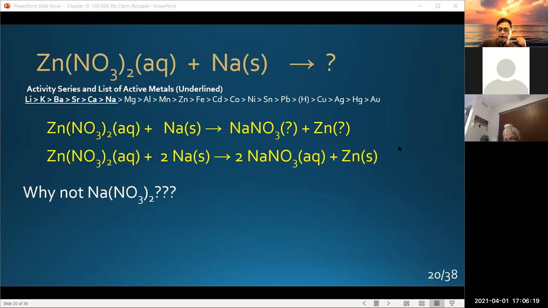Obviously, we wouldn't write Na(NO3)2, because hopefully by now you know that NO3, the nitrate, has a -1 charge. You also hopefully know that sodium is in group 1 and only has 1 valence electron, and it's going to lose that 1 valence electron. The way it's written here, Na(NO3)2, infers that sodium has a +2 charge, but that's not possible. It's not in group 2, it's in group 1. There's only 1 valence electron. It will only lose 1 electron.